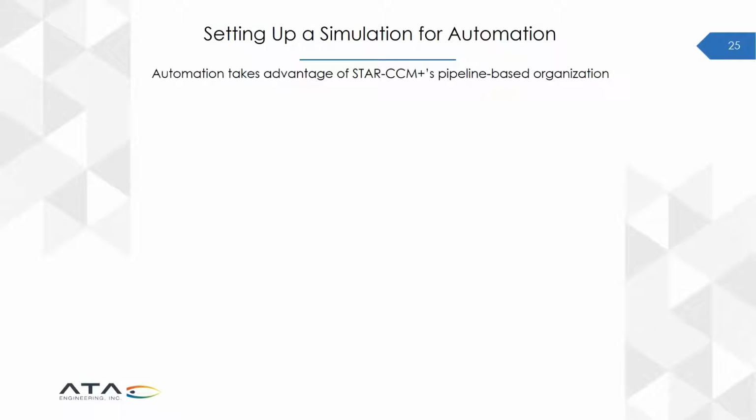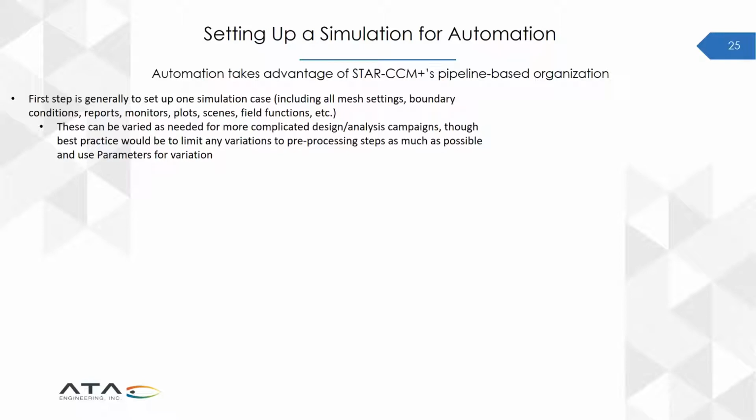Now, to do this, we're going to take advantage of STAR's pipeline-based organization. And generally, when you're setting up an automation analysis task like this, you're going to want to set up one simulation case using that Java macro record feature to basically capture all of the main things that you're going to be changing from case to case.